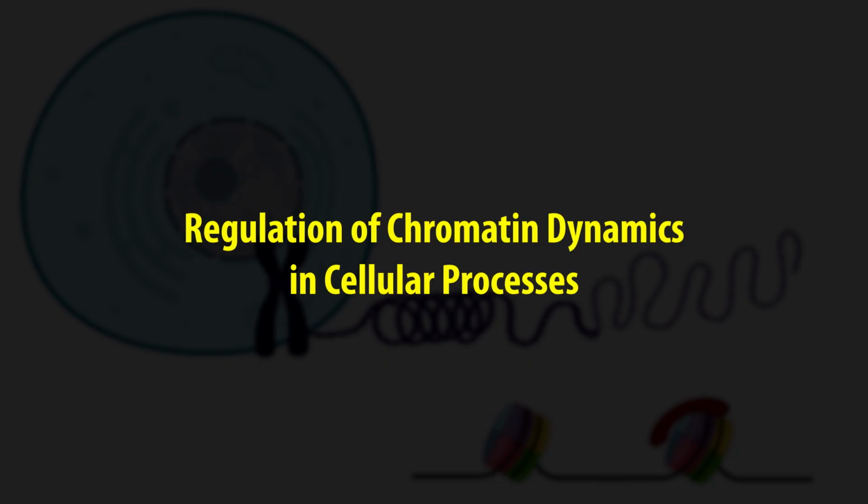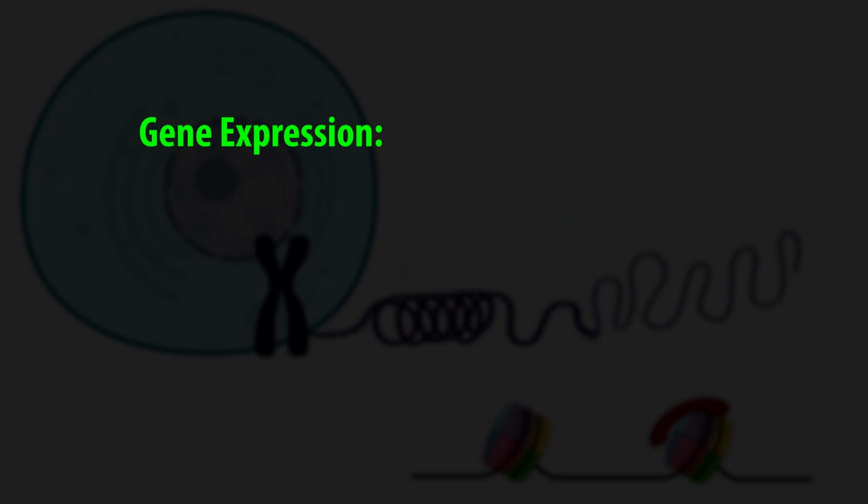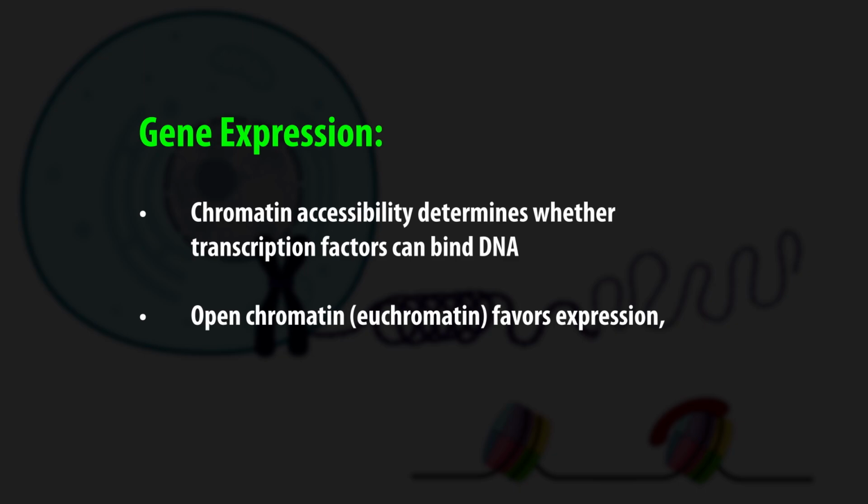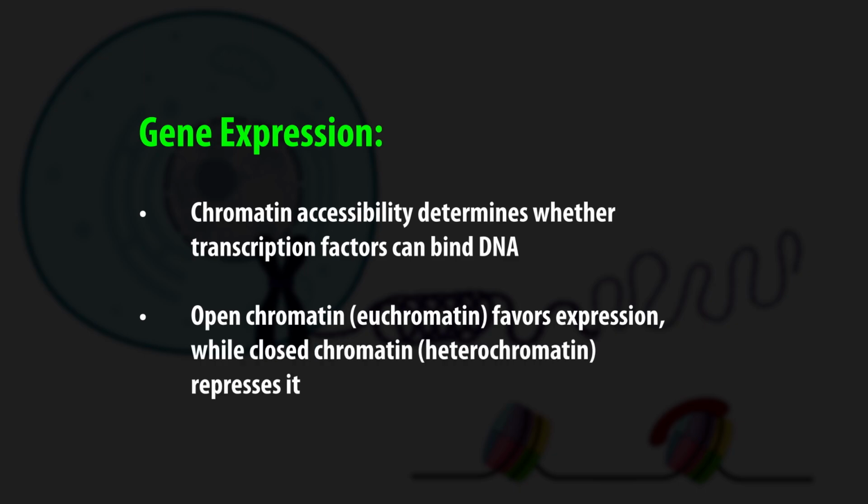Dear students, we will now see the regulation of chromatin dynamics in cellular processes. The first is gene expression. Chromatin accessibility determines whether transcription factors can bind DNA. Open chromatin, or the euchromatin, favors expression, while the closed chromatin, or the heterochromatin, represses it.